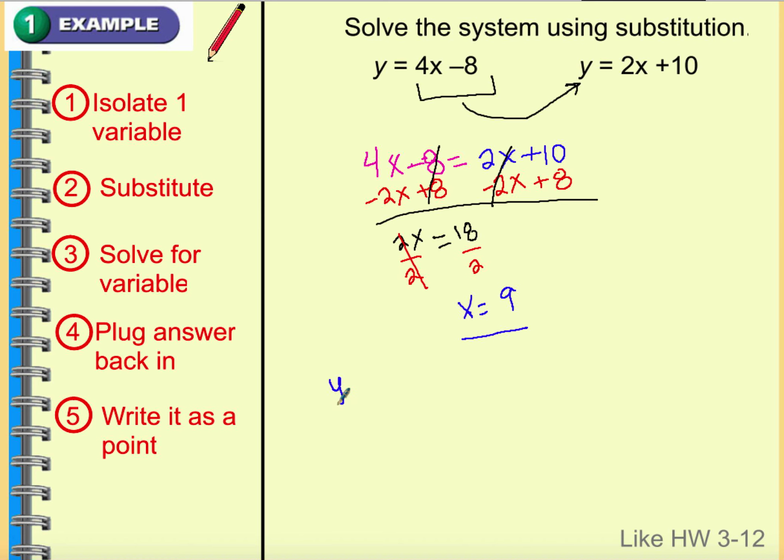We know that y is equal to 2 times x plus 10. Well, 2 times 9, which was our x value, is 18. And 18 plus 10 is 28. So we just got a y value, or a y coordinate. So let's put it all together. What this tells us is that these two lines are going to intersect at the point (9, 28). So that's our solution.